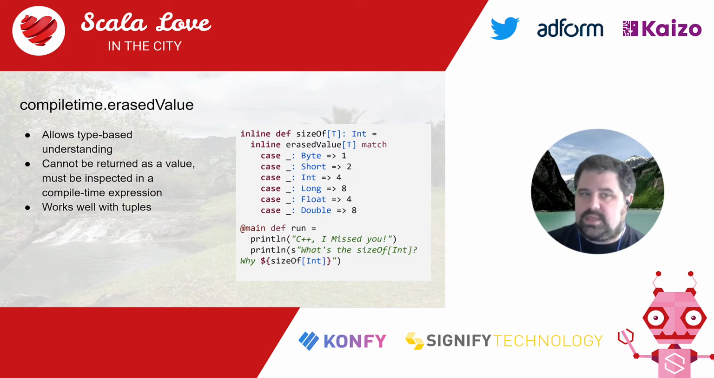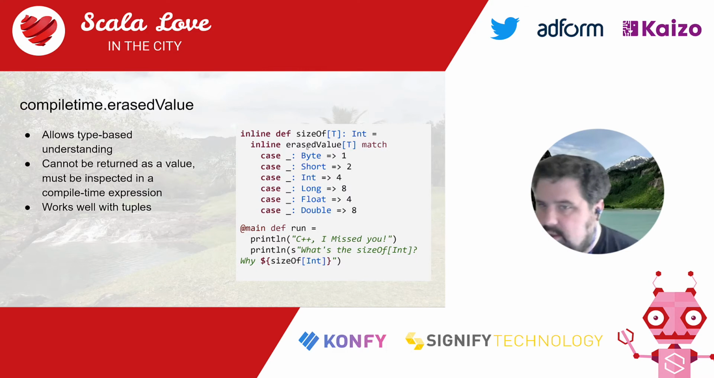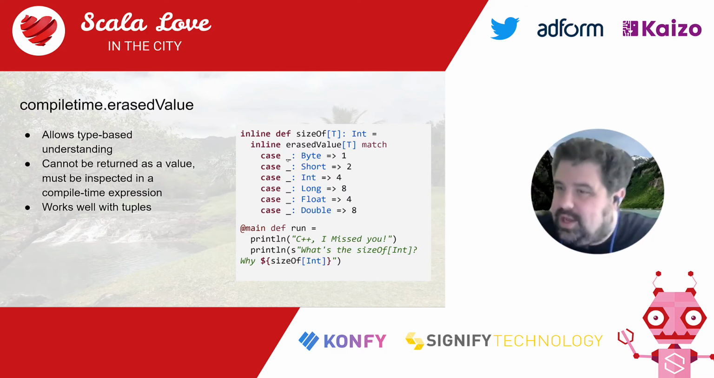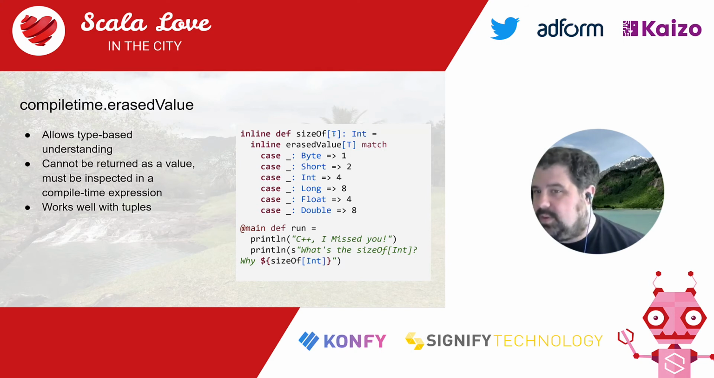compiletime.erasedValue basically gives you a way of matching on types. Okay, so if I were to write an inline match with an erasedValue of T, I can have a match statement that works based on types the way Scala would expect. But since this is an erased value, I can never look at the value because I don't have one. Okay, sizeOf is called with a type. There's no value. There is absolutely no value that this could generate.